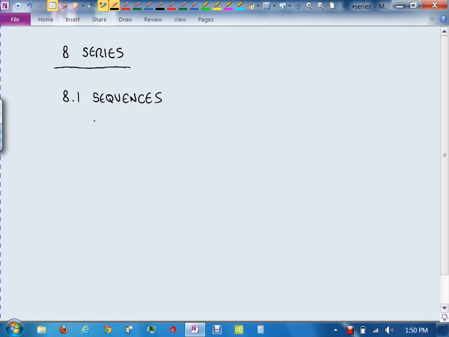What I'm going to do is first start out by defining a sequence. A sequence is a function from double struck N, that's a double struck capital N, to double struck R. All it is a function.